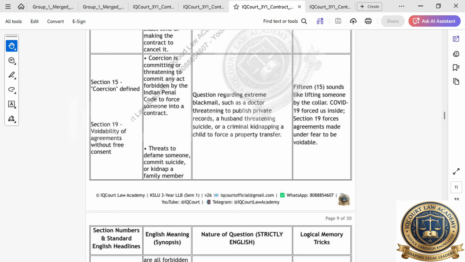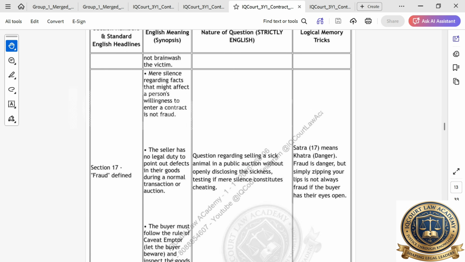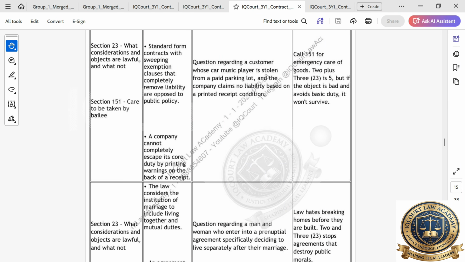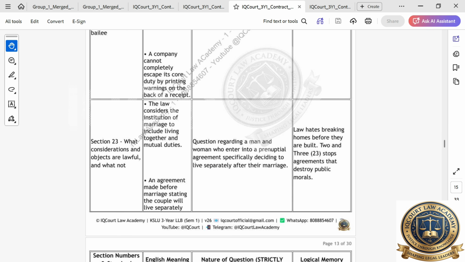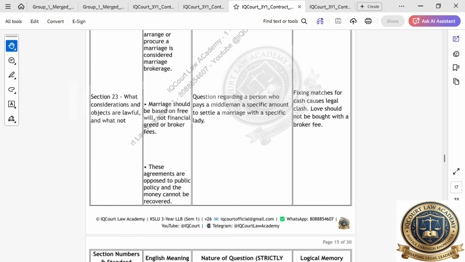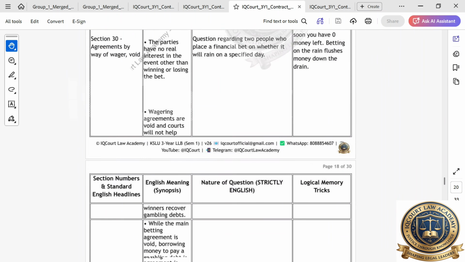These are all voidable. If you were threatened and then signed, that contract will be invalid. Then the section regarding religious peril conversion. See, all these questions are there. Regarding the customer whose car music player is stolen from the paid parking, this question you will get tomorrow. Any of these questions will come in the exam. Regarding the middleman, specific performance, regarding 3 major telecom operators, this year we have prepared for our students.